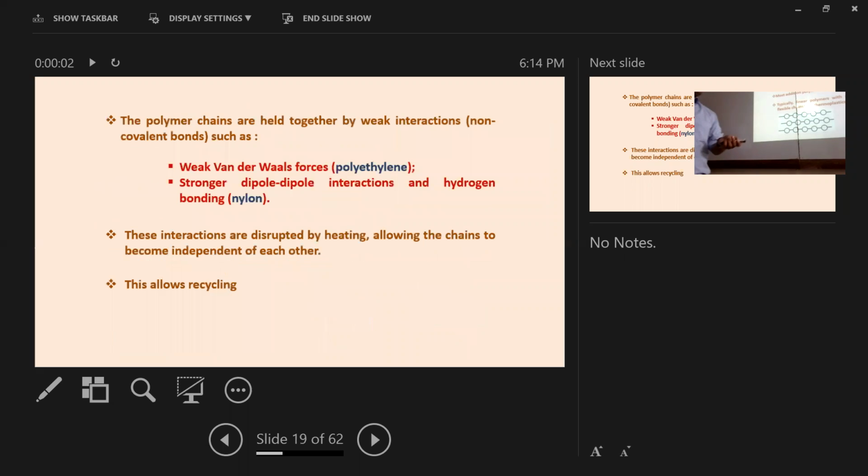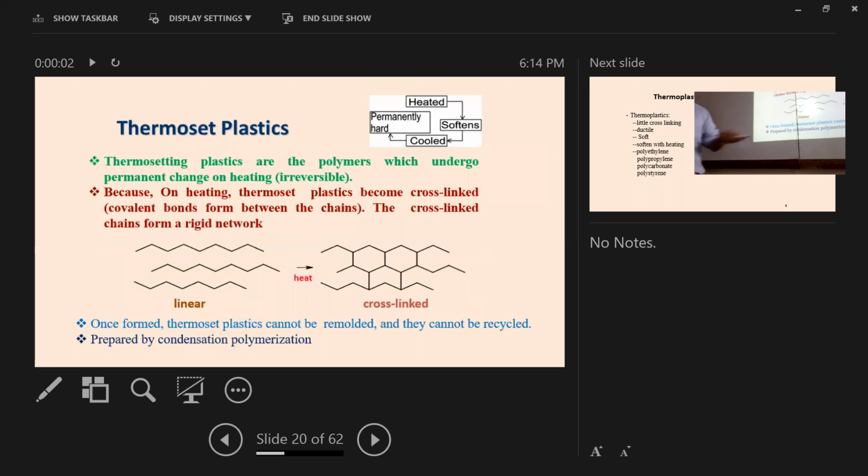But in condensation polymerization, we remove two atoms, one from here and another from here. They make a bond between these two carbons when two hydrogen atoms or two different atoms are removed. Therefore, it makes a condensation polymer or cross-link so that it cannot be remodeled further.